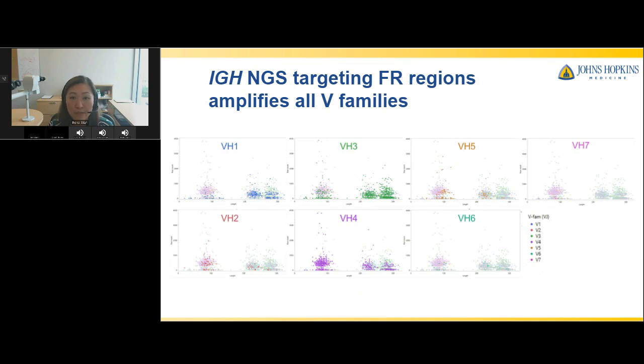If we break this down into the component V genes from 1 through 7, you can see that the dots are represented for each V gene more or less by every framework primer set. Additionally, you can see that the V3 and the V4 family sequences are most abundant, which is more or less related to the fact that these families have the largest number of V genes within them.